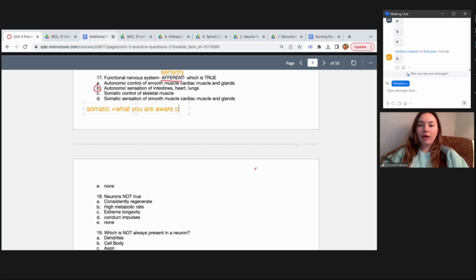Are you aware right now of your cardiac muscle pumping your heart? No, right? Are you aware of the hormones being released from your glands? No. So somatic would be things like skeletal muscle, skin. Does that make sense? So somatic sensation is the afferent system, but not of smooth muscle, cardiac muscle, and glands. So B is correct because it is the autonomic or visceral or subconscious sensation of intestines, heart, and lungs. Hopefully that makes sense. If you have questions, as always, please feel free to unmute or put it in the chat.